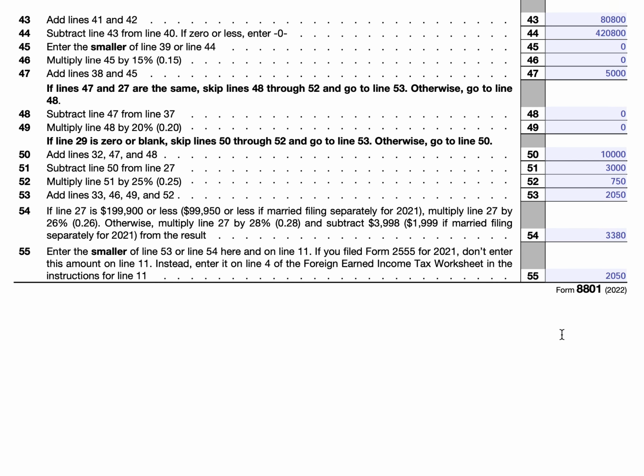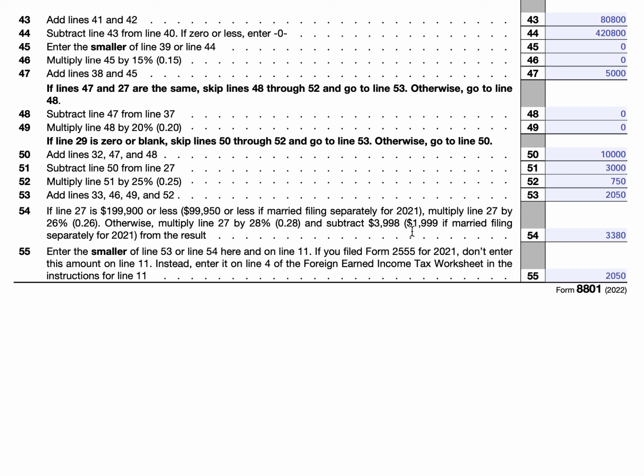So there was one more caveat. If you filed IRS Form 2555 for the prior year, don't enter that amount on line 11. Instead, you would put it into line 4 of the Foreign Earned Income Tax Worksheet in the instructions for line 11. So in the form instructions, there's a nice lengthy Foreign Earned Income Tax Worksheet where you go through that, and then you'll take that worksheet result and enter that into line 11 instead. So that's all we have for this video.